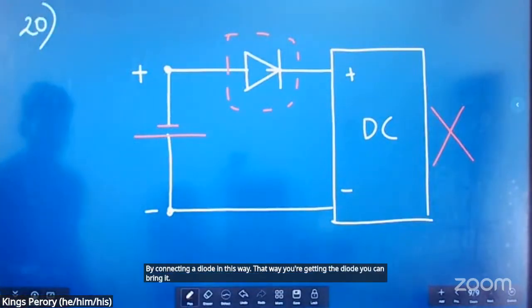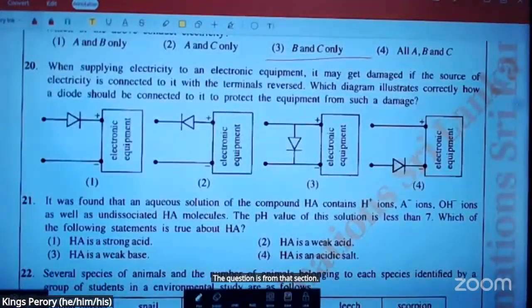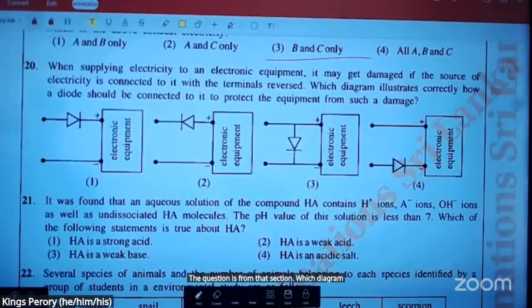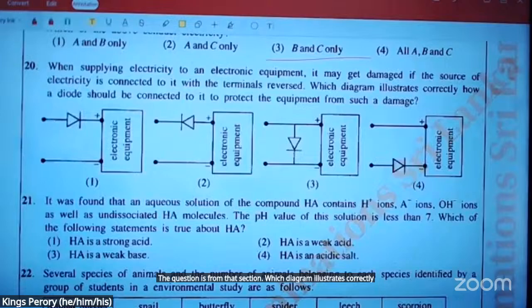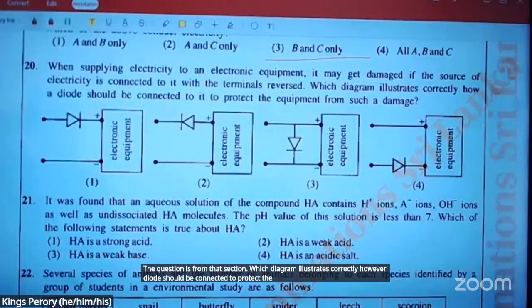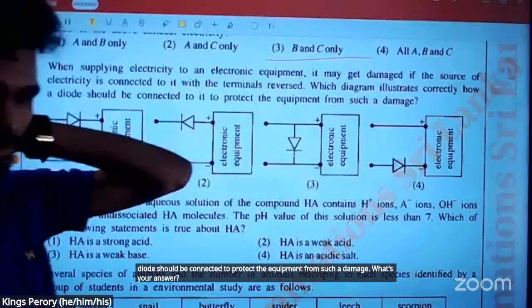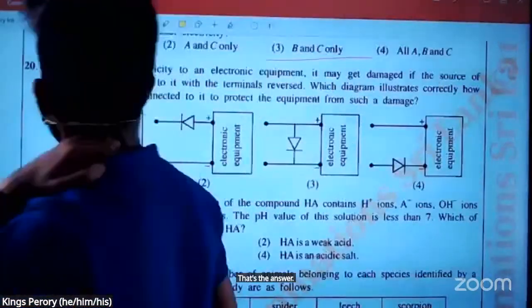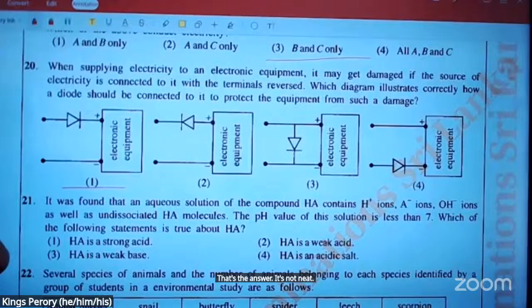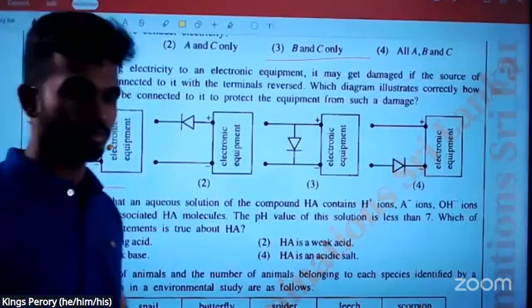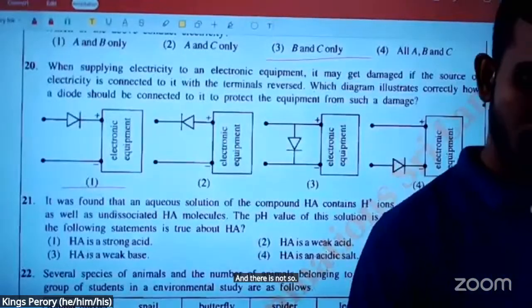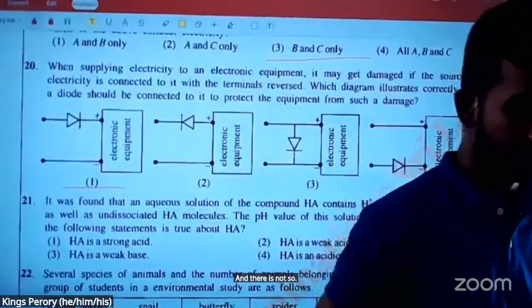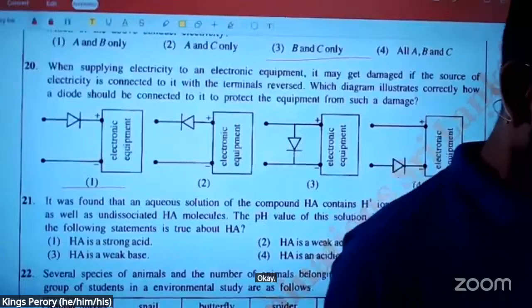The question is from that section. Which diagram illustrates correctly how a diode should be connected to protect the equipment from such damage? What's your answer? First one, Neil. Okay. Clear with all the questions?